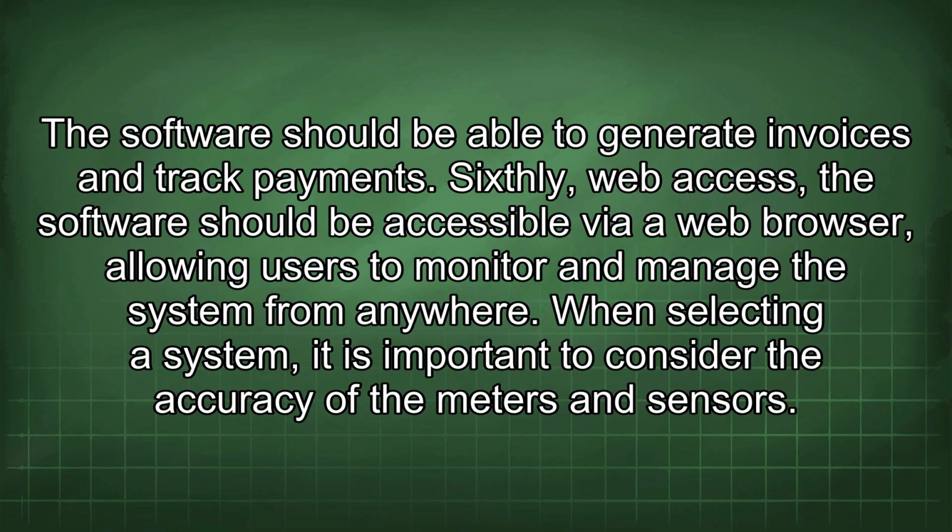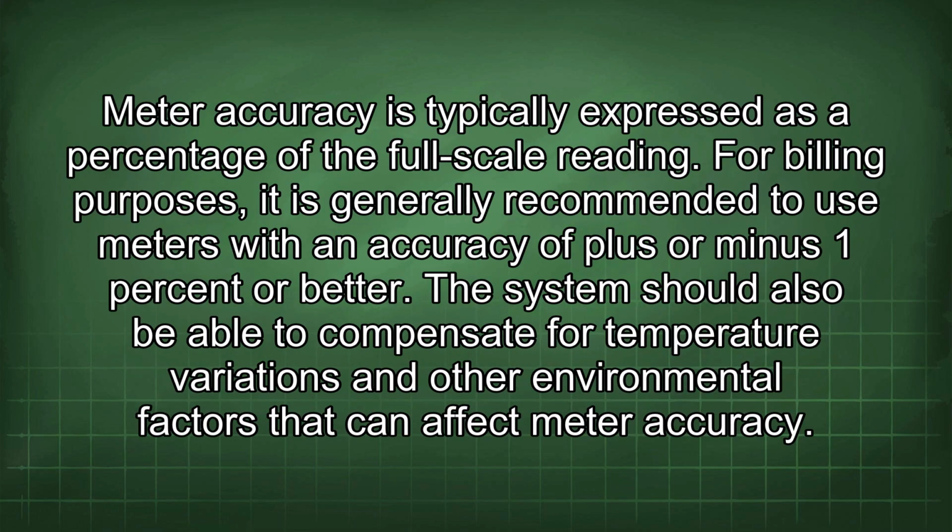Sixthly, web access. The software should be accessible via a web browser, allowing users to monitor and manage the system from anywhere. When selecting a system, it is important to consider the accuracy of the meters and sensors. Meter accuracy is typically expressed as a percentage of the full-scale reading. For billing purposes, it is generally recommended to use meters with an accuracy of plus or minus 1% or better. The system should also be able to compensate for temperature variations and other environmental factors that can affect meter accuracy.